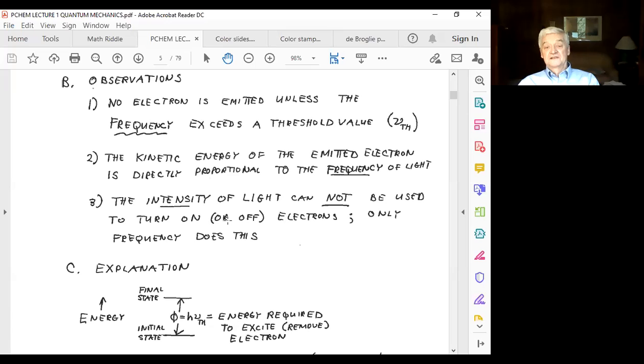Now notice this is important. The intensity of light cannot be used to turn on or off the electrons. So no matter how many of those 700 nanometer photons I use to hit that potassium, I'm not going to get any electrons. Only when I go to a low enough wavelength, high enough frequency, high enough energy, do you start getting electrons coming off.